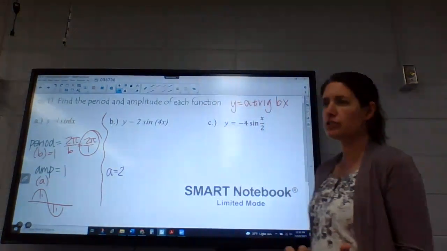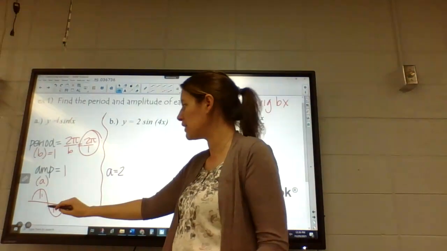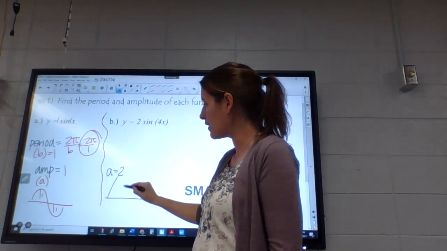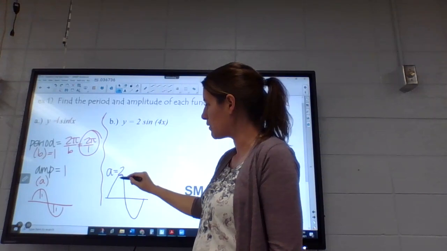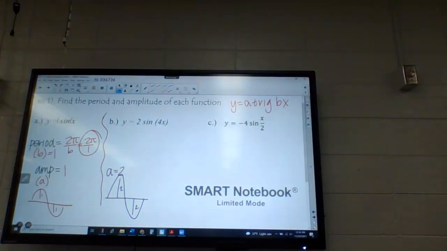So that's our amplitude. What's that going to do to our graph? How is that going to look? It's going to be taller, right? So if I'm comparing it to this one, it would be twice the height. So it would go up higher and down lower. It would go up 2 and then down 2. So that would be our amplitude. That's how you get it taller.